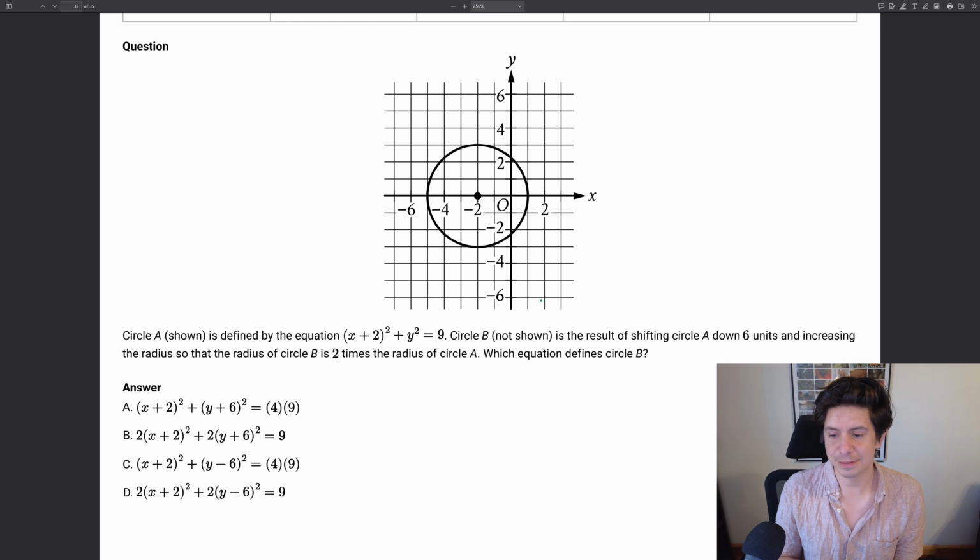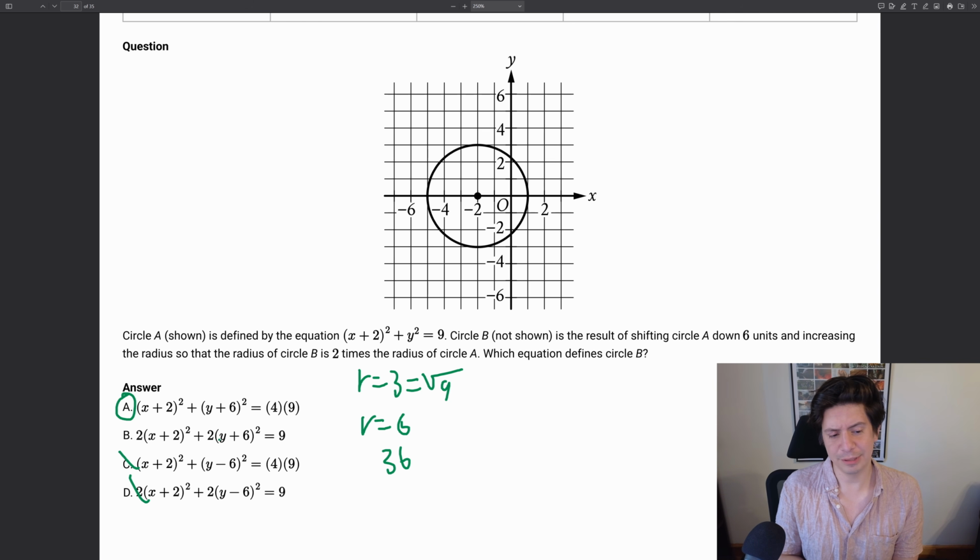We're going to shift down 6 units, so it's going to become y plus 6. So it can't be C or D. And then the radius is 2 times, so we're doubling the radius. If we think about it, the first radius was r equals 3 because it's the square root of 9. So the new one is going to be r equals 6. So it's going to be 36 on the right side. The only one that has 36 on the right will be A.